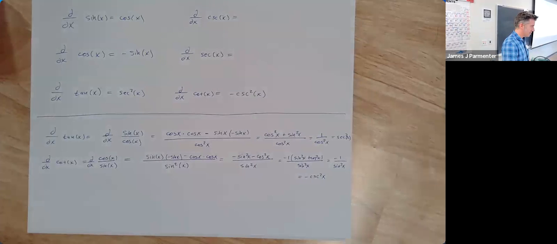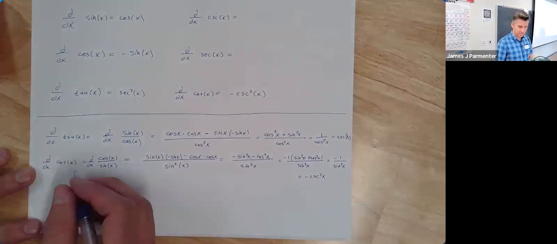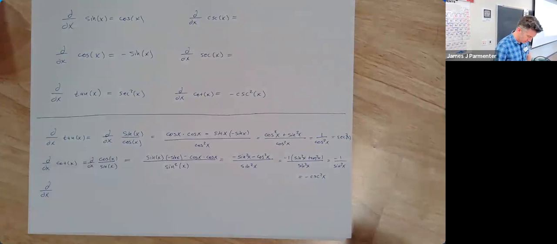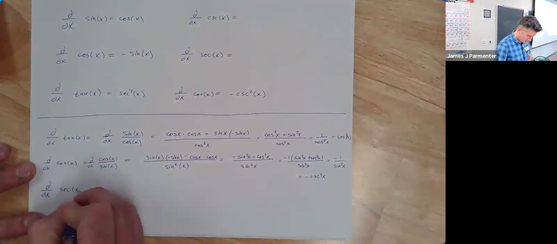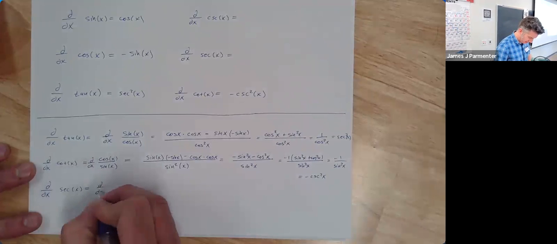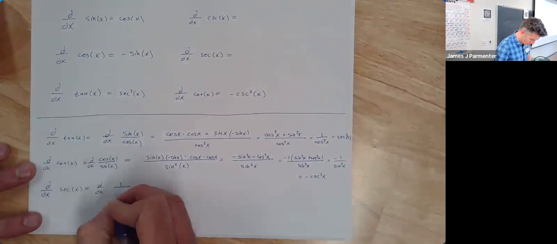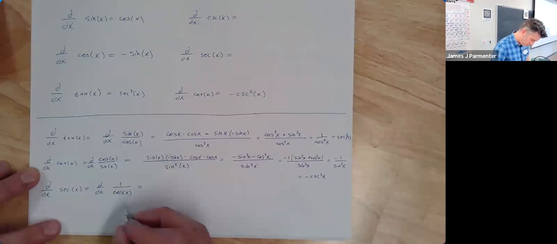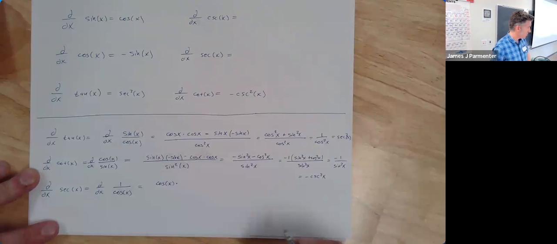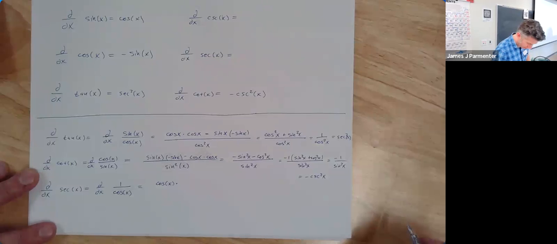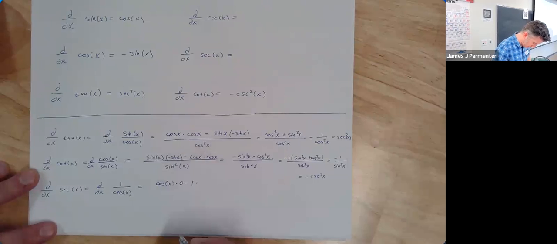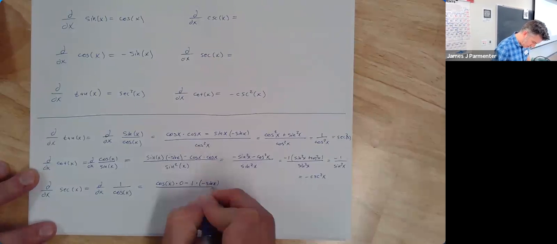All right, let's do secant, and then we'll talk about, we may or may not actually do cosecant, we'll see. Secant is actually in some ways easier than tangent and cotangent. For secant, we have to know that the derivative of secant of x is the derivative of 1 over cosine of x. Now we're going to use the quotient rule one more time. So we get the bottom, which is cosine of x, times the derivative of the top, which is 0, minus the top, which is 1, times the derivative of the bottom, which is negative sine of x, all divided by the bottom squared.